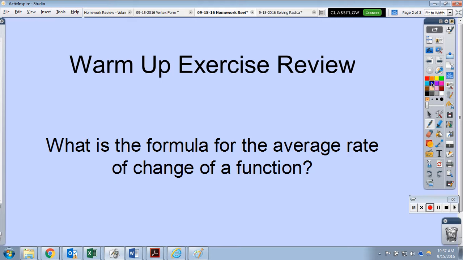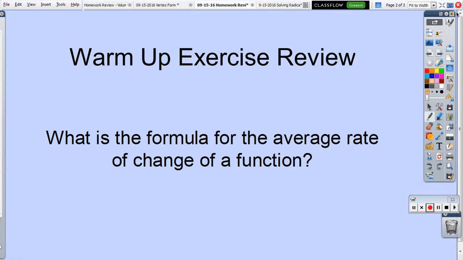What'd you guys get? f of x minus f of h over x minus h. Okay, that works. What was it? f of x minus f of h over x minus h. There's also f of x plus h minus f of x. Yeah, there's a lot of different ways to express this.